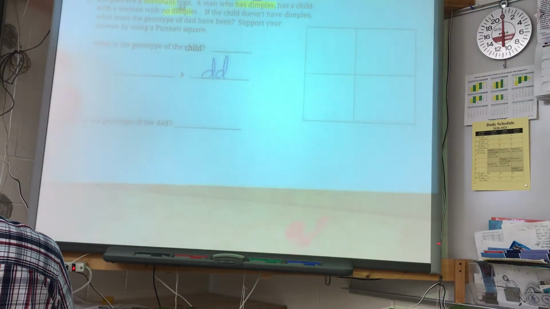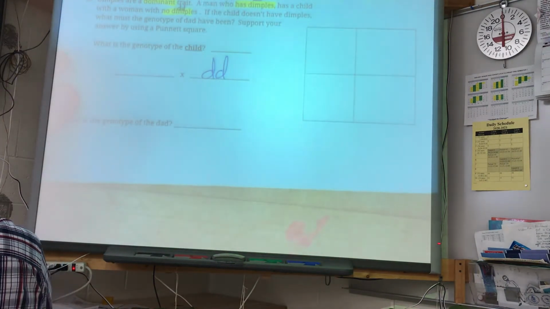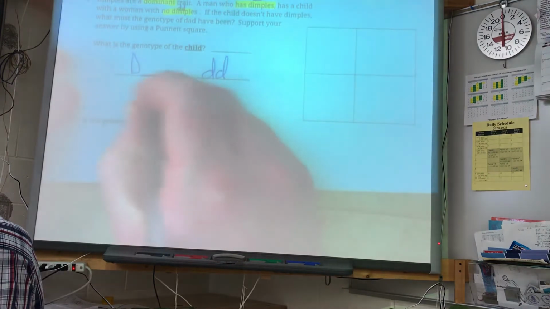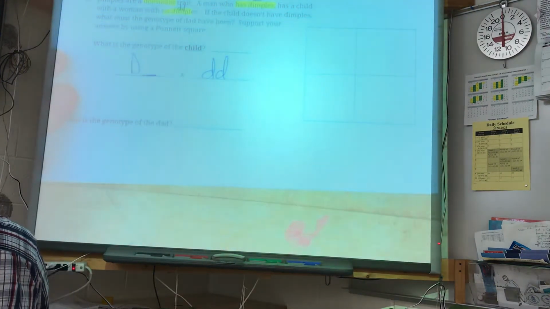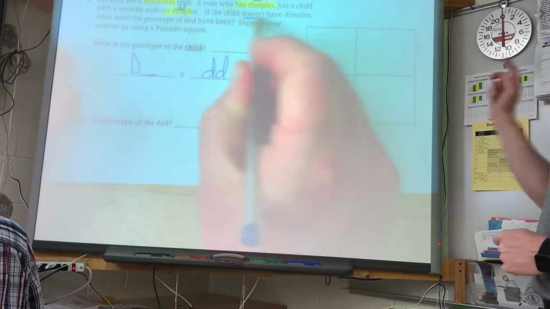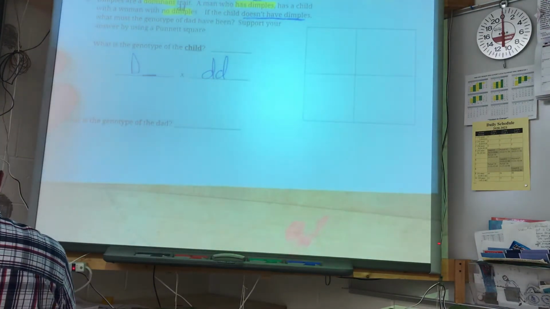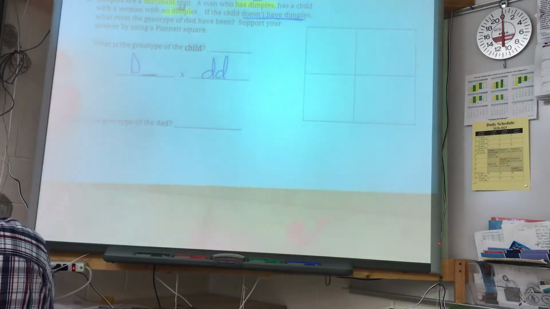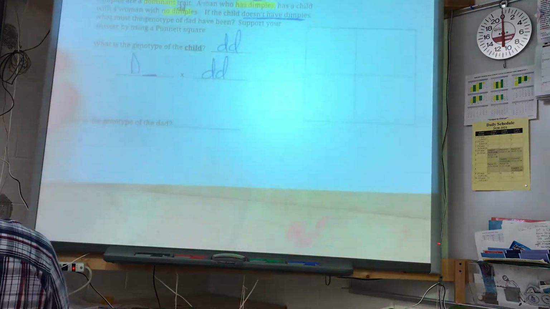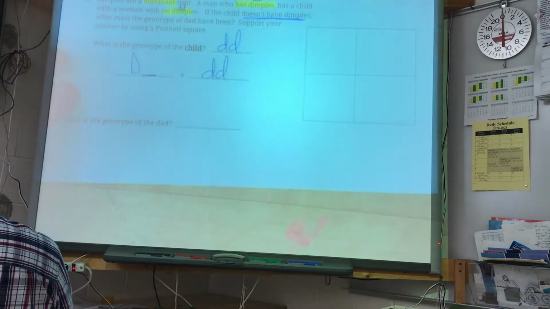Big D something. Let's just leave it at that. It's big D something, right? For sure he has a big D. We don't necessarily know what the other allele is yet. If the child doesn't have dimples, let's start there. What's the genotype of the child then? Little d, little d. The recessive trait is only seen when it's homozygous recessive.